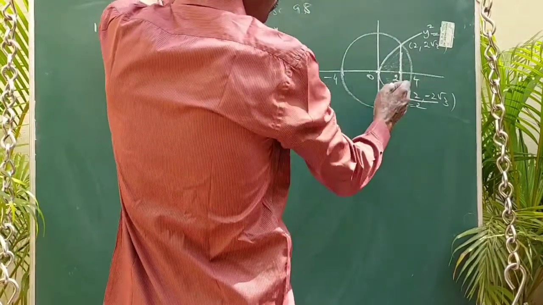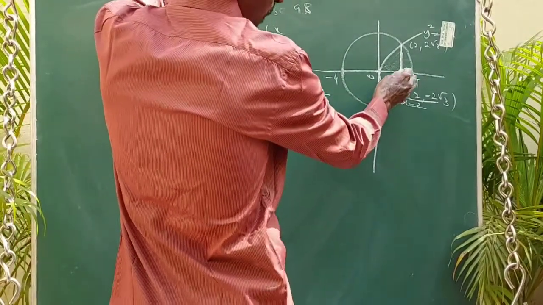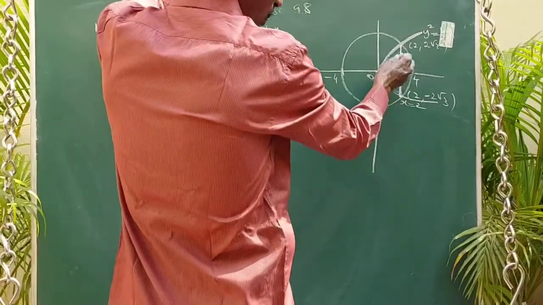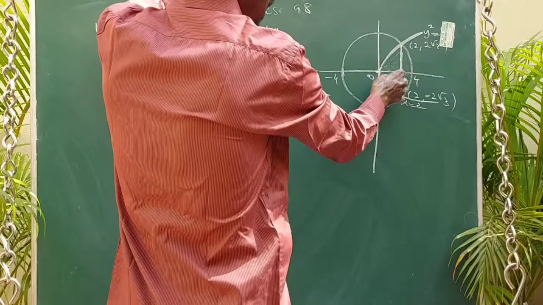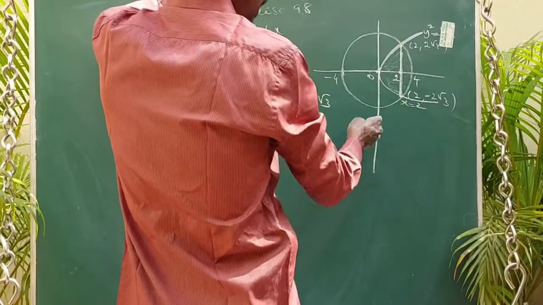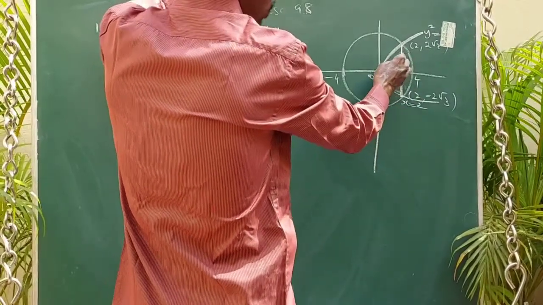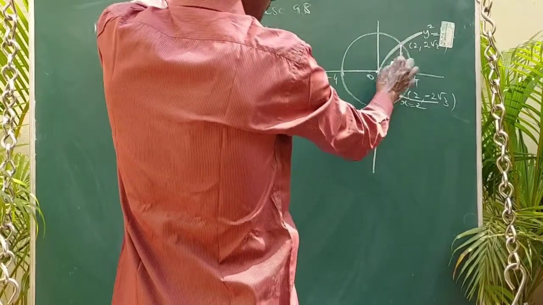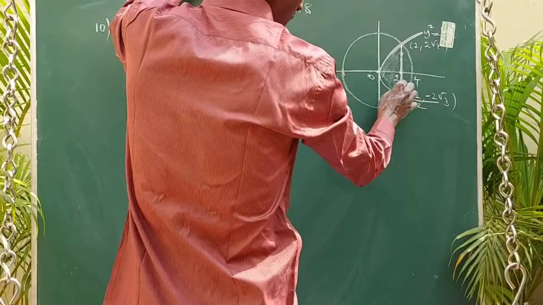0 to 2, area by the parabola only, forget the circle. Again, find out in the first quadrant, it is symmetric about the x-axis. So find out the area in the first quadrant only by the parabola and multiply by 2, we are getting this region, the first region.